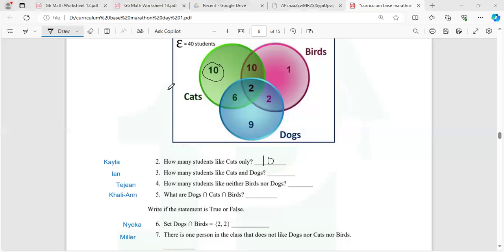Ian, just continue. How many students like cats and dogs? Sir, 6. Next person. How many students like neither birds nor dogs? Sir, 10.